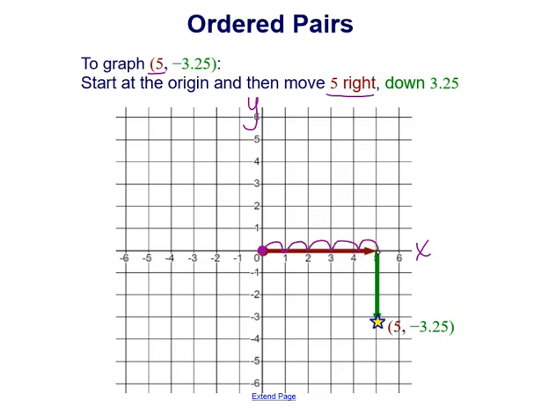And from that spot on the x-axis, we're then going to go down 3.25 because of the -3.25, that second number. So 1, 2, 3, and 0.25. So somewhere in between -3 and -4, a little bit closer to -3. So the star is on that ordered pair of 5 and -3.25.